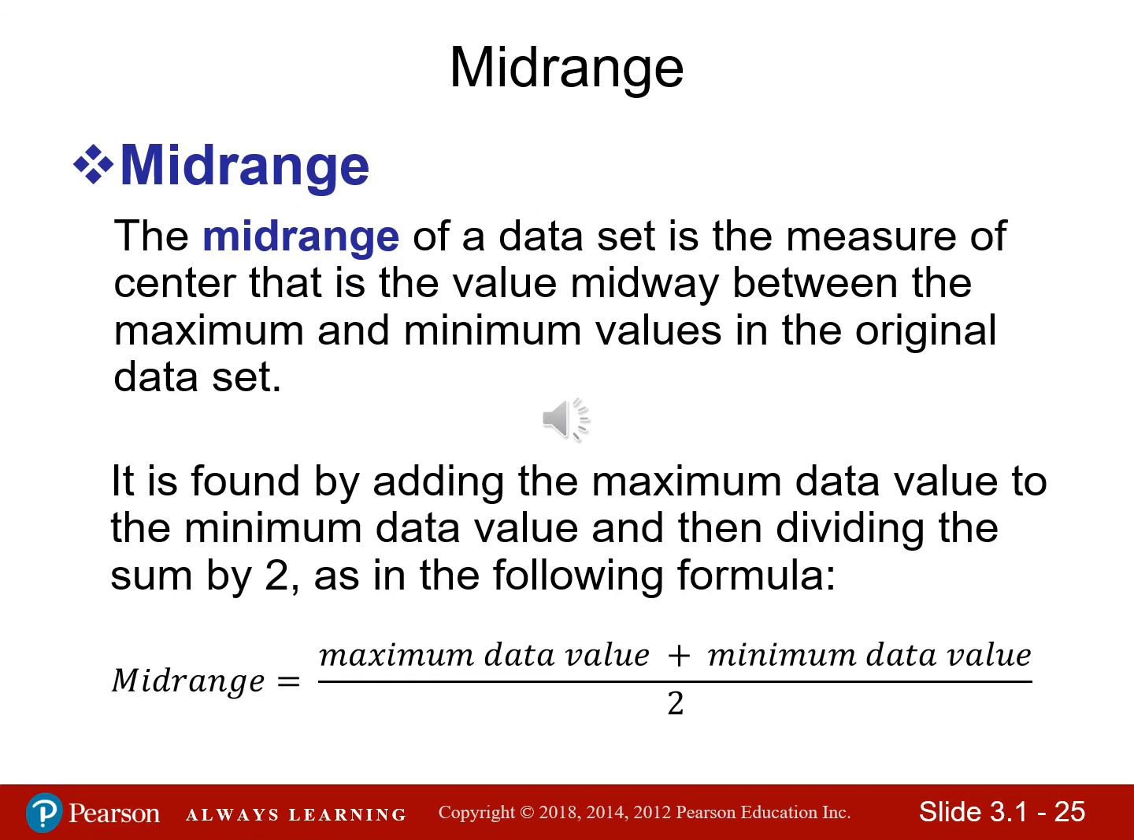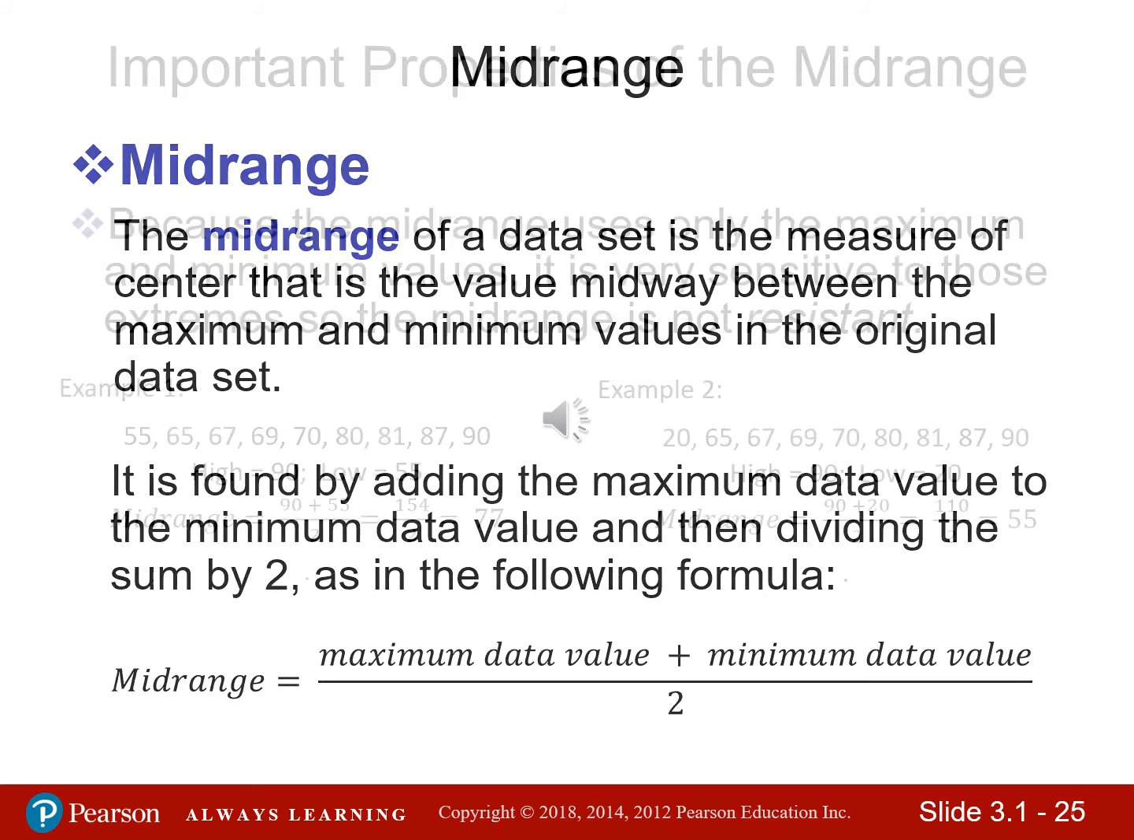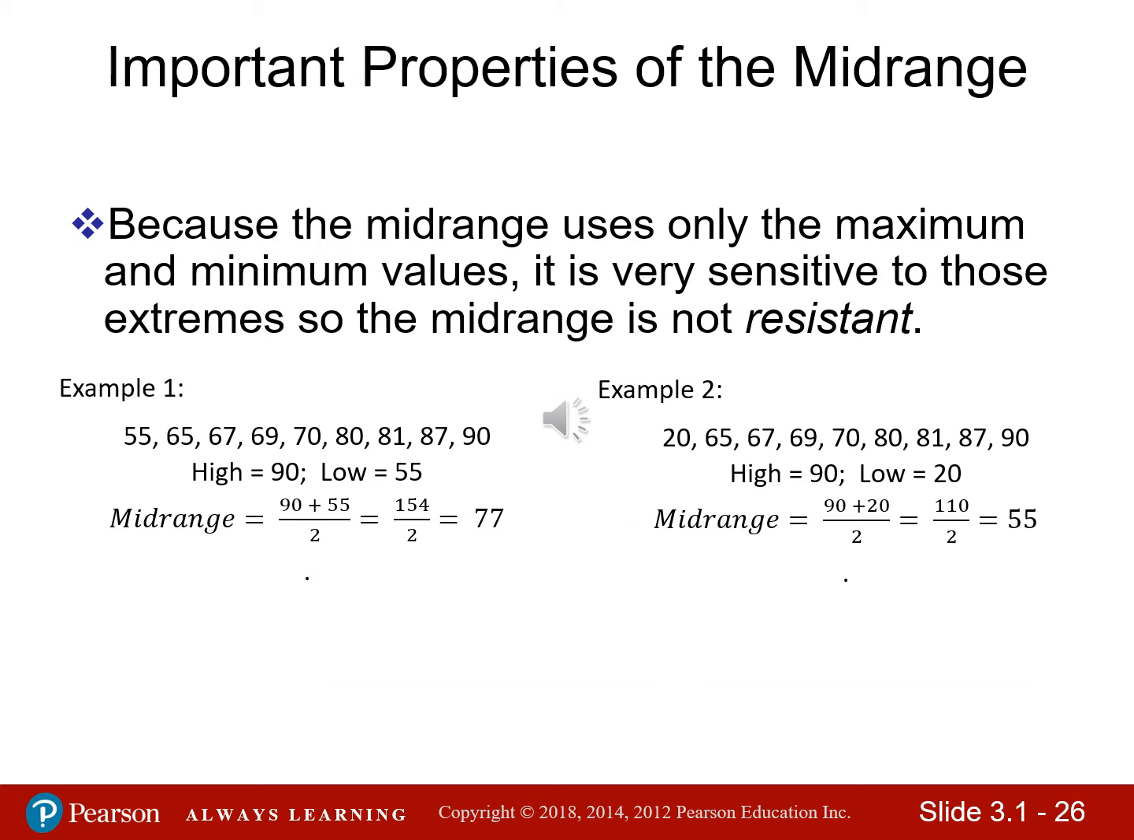The mid-range of a data set is a measure of center that is the value midway between the maximum value and the minimum value in the original data set. It is found by adding the maximum value to the minimum value and then dividing by 2. Because the mid-range uses only the maximum and the minimum values, it is very sensitive to those extreme values. So we would say the mid-range is not resistant.